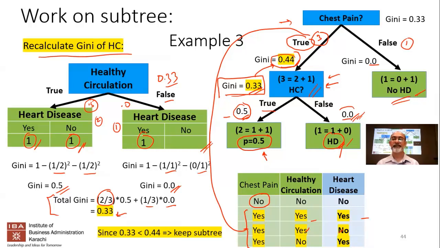But there are still some problems. What do you think could be a possible problem with this? Now, think about the issue of overfitting. Do you think this will overfit or not?